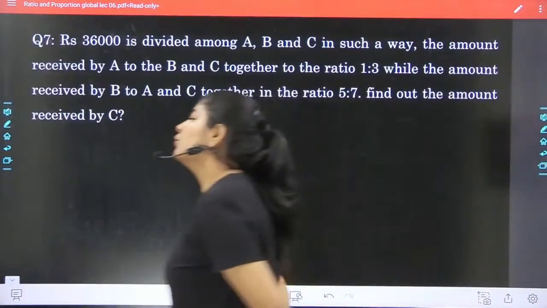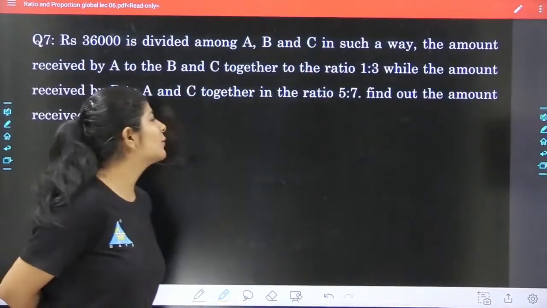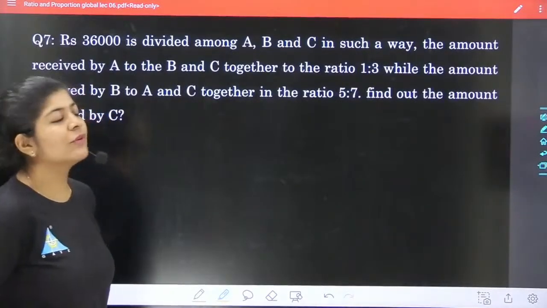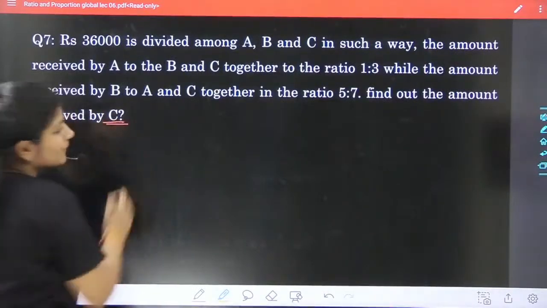What I have to do, I have to divide this 36,000 rupees among A, B and C. And what I have to find out? I have to find out the amount received by C.